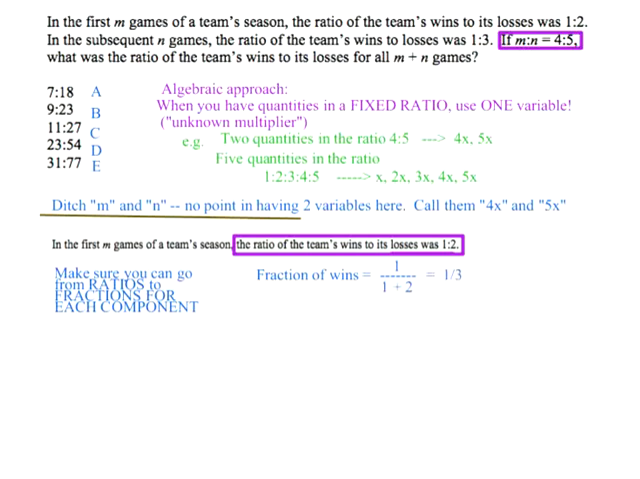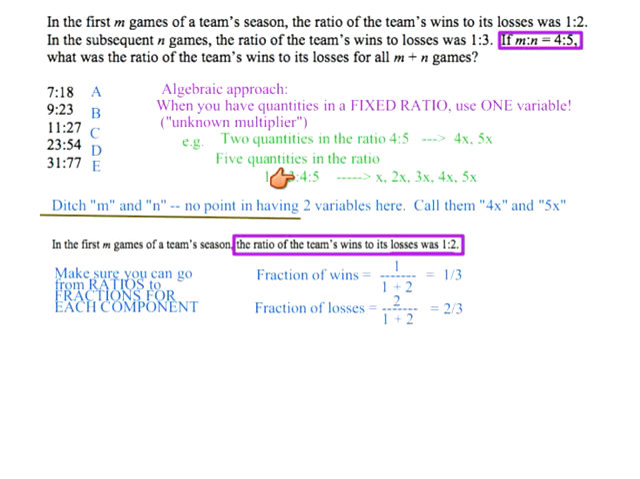And then the fraction of losses is going to be the other 2/3, which is 2 out of 1 plus 2. This works no matter how many things are in your ratio. So if you had 5 quantities in this ratio, then 1 plus 2 plus 3 plus 4 plus 5 is what, 15? So this would be 1/15 of the whole thing. This would be 2/15 of it, 3/15, and so on.